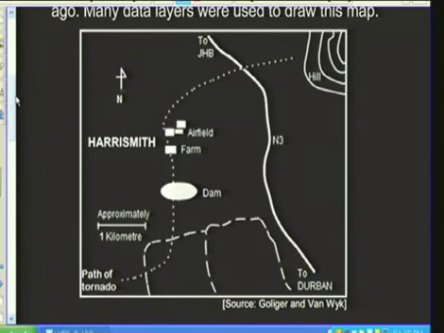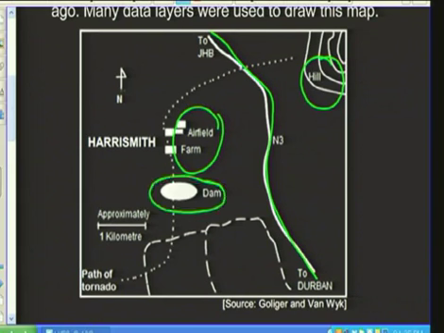So what we have on this particular map is a number of different things. Up here we have a hill, as indicated by the contour lines. Over here we've got a road, the National 3 Highway. We have a farm and an airfield. We have a dam, a body of water. And then we have the path of the tornado, which is indicated by that dotted line there.